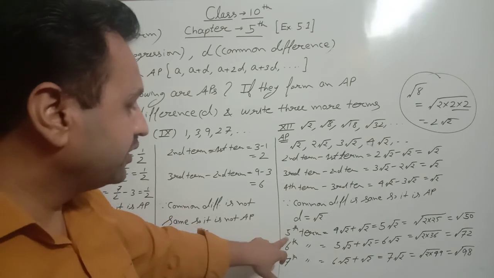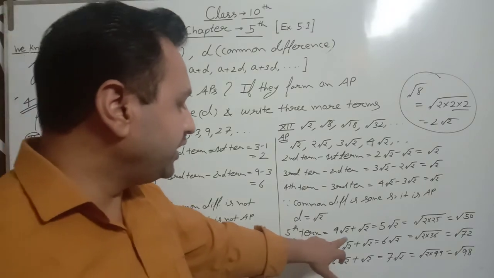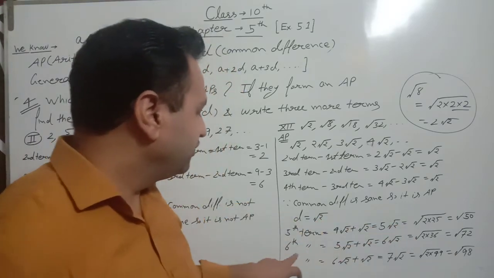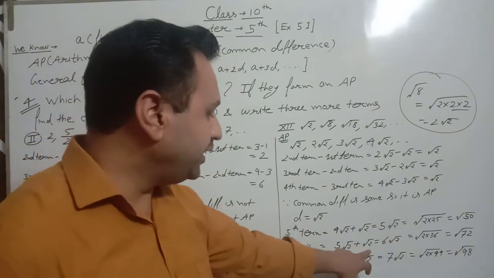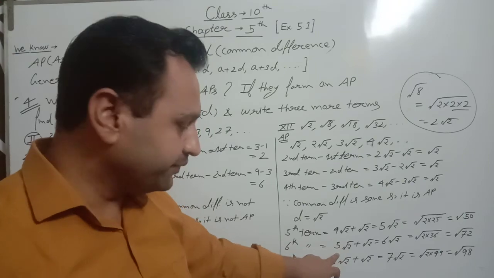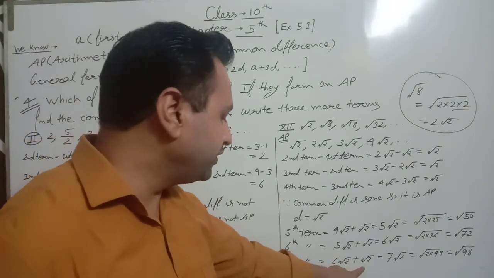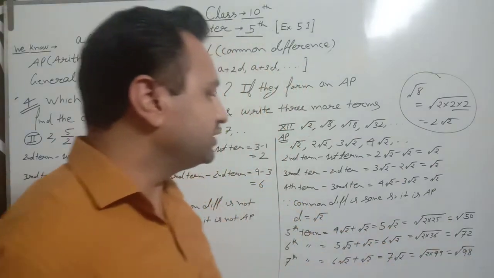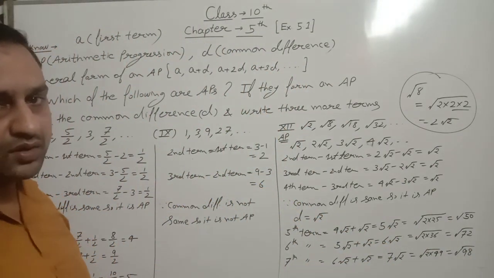To find the 5th term, we add the common difference to the 4th term. To find the 6th term, we add the common difference to the 5th term. For the 7th term, we add the common difference to the 6th term. So these are the next 3 terms. Note it down.